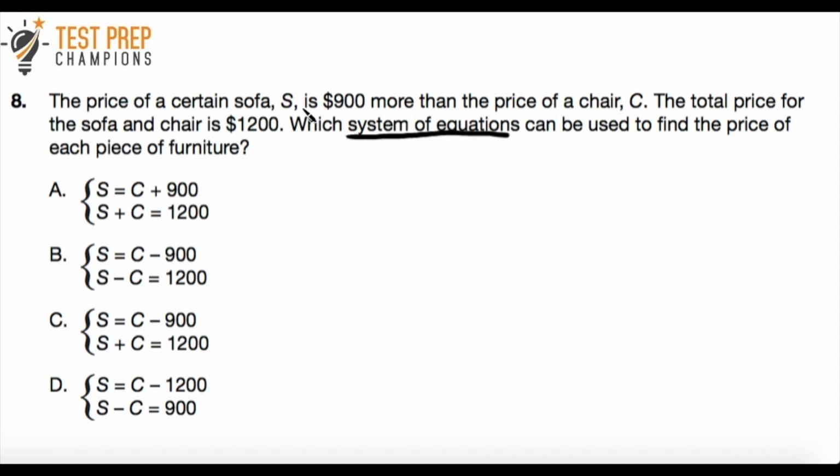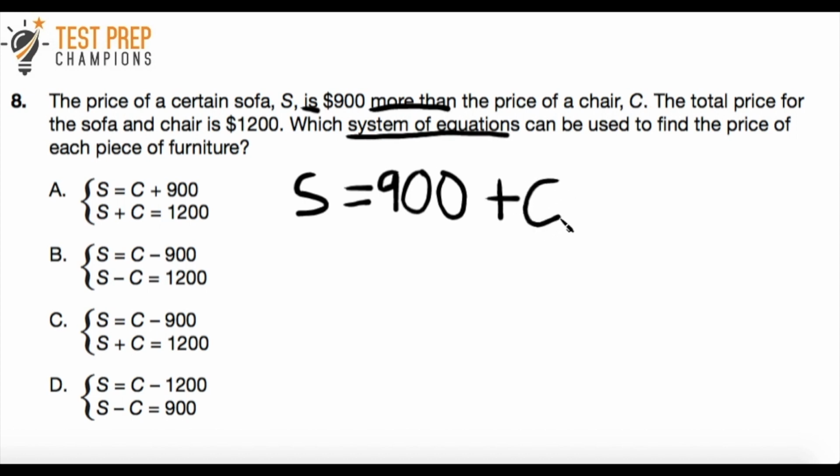So the first sentence here, it says, the price of a certain sofa, S, is $900 more than the price of a chair, C. So how can we turn this into a mathematical equation? Well, it says the price of a certain sofa, S. So we're going to start with S. So it says S is $900. So this word "is" right here, that's going to translate into an equal sign. So S is $900 more than, and "more than," that's a key term, right? That's a keyword phrase that translates into a plus sign. So S is, so is that equal sign, $900 more than the price of a chair, which to represent the price of a chair, they're just using the letter C. So here's the equation we get. S equals 900 plus C. S is 900 more than the price of a chair, C. So that's our first equation, right?